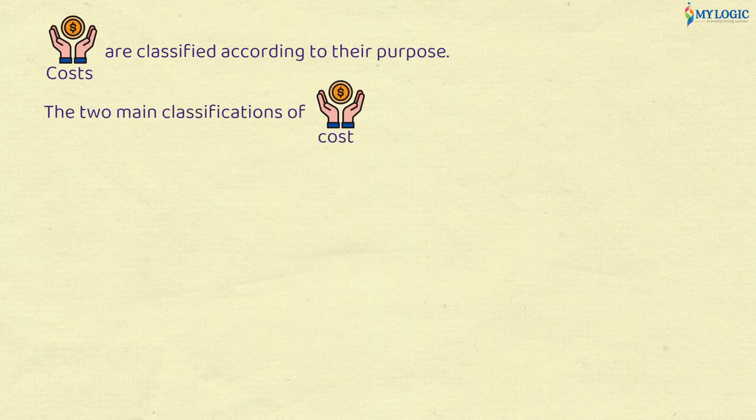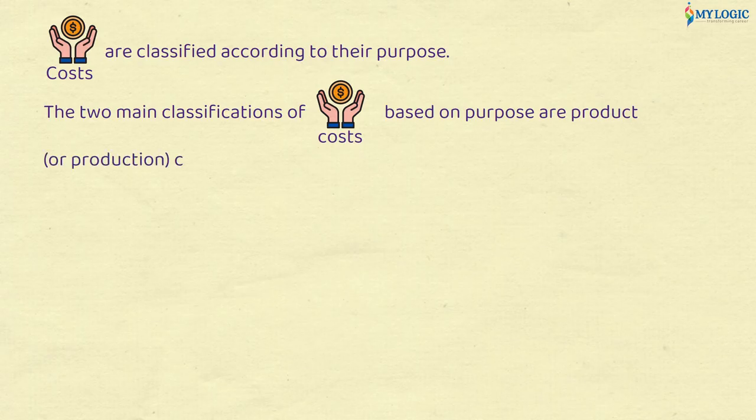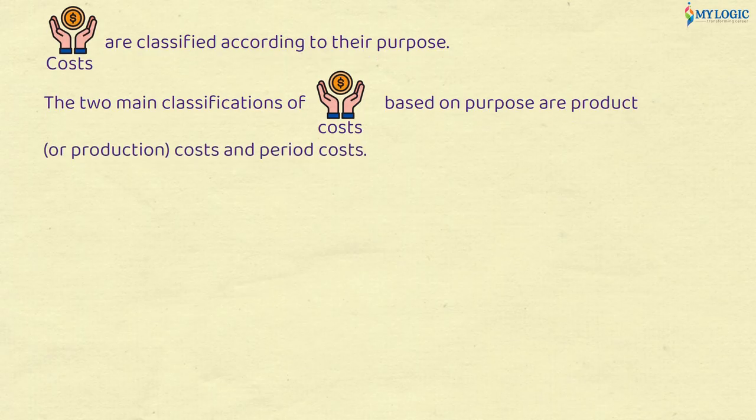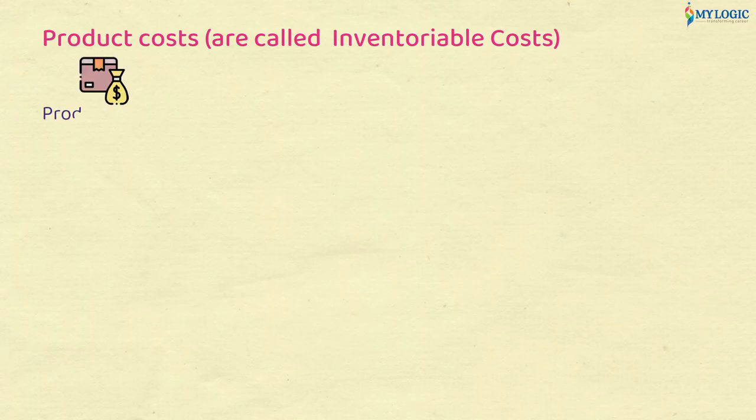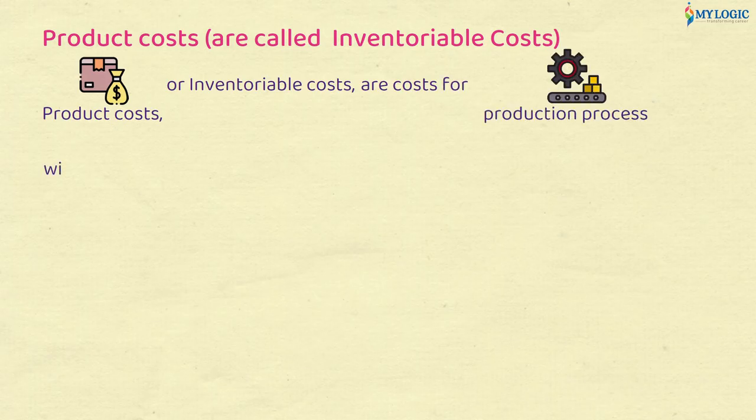Costs are classified according to their purpose. The two main classifications of costs based on purpose are product or production costs and period costs. Product costs are called inventoriable costs. Product costs, or inventoriable costs, are costs for the production process, without which the product could not be made.